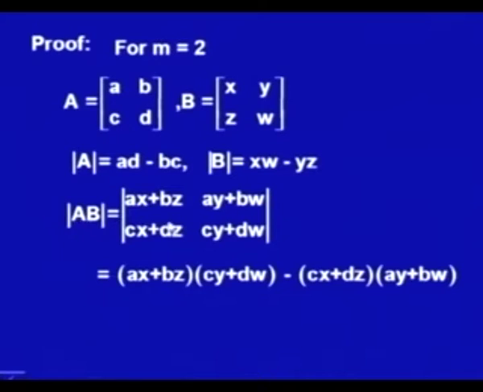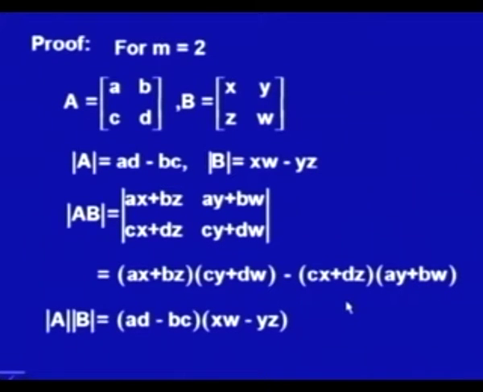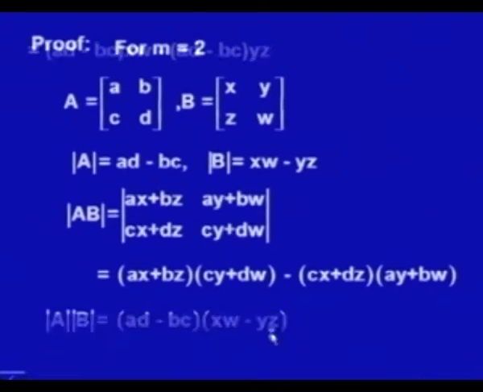So, let us see what is A multiplied by B. If we expand AB, then it will be (ax plus bz) multiplied by (cy plus dw) minus (ay plus bw) into (cx plus dz). If you further expand, then AB is equal to (ad minus bc) multiplied by (xw minus yz). Now, we will try to match the two things.